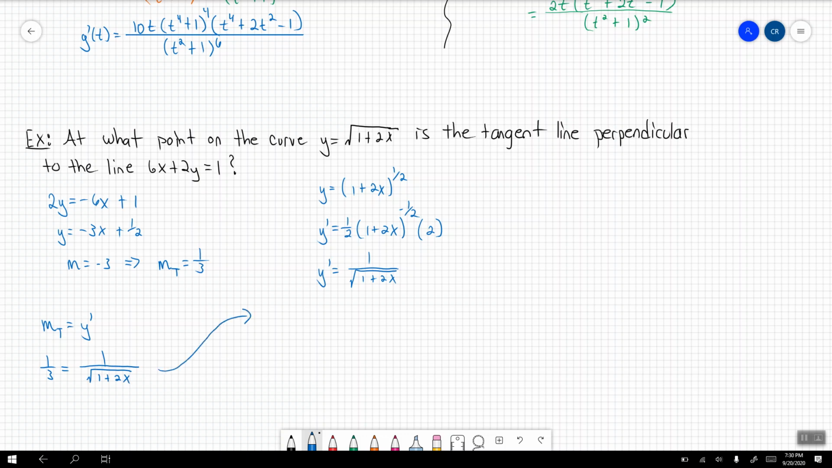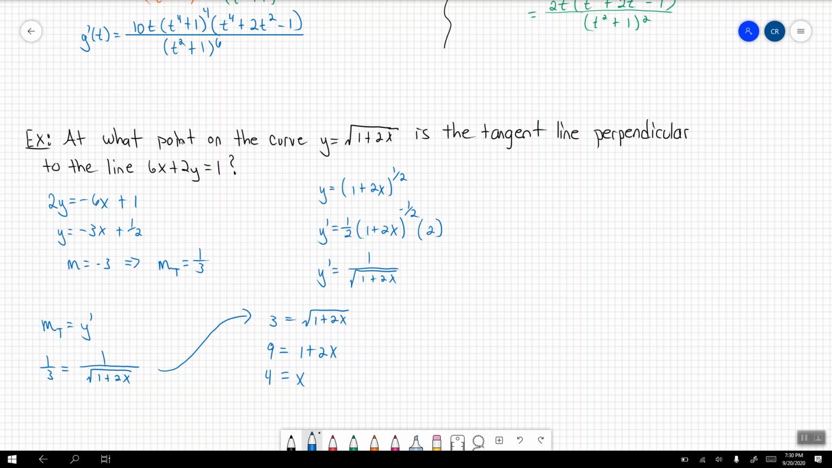We can cross multiply, and we'll get that 3 is equal to the square root of 1 plus 2x. Square both sides, and now we get that 9 is equal to 1 plus 2x. Subtract 1, you get 8. Divide by 2, you get 4, which means the tangent line that's perpendicular to the line given is going to occur at x is equal to 4.